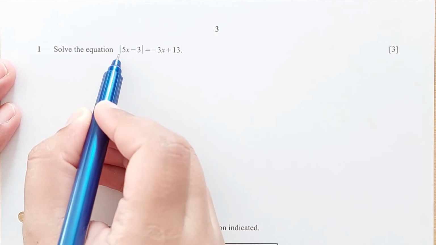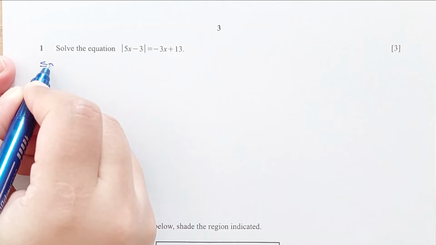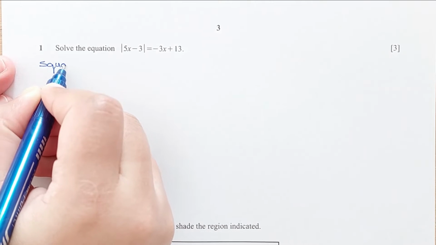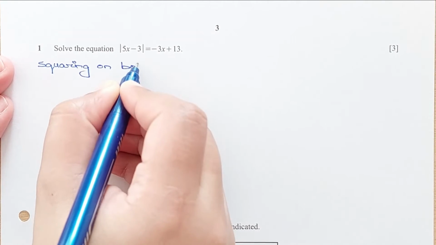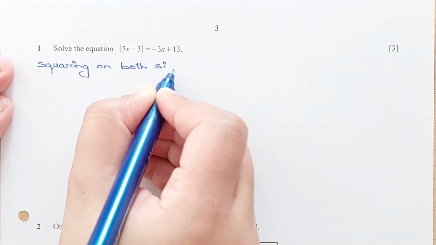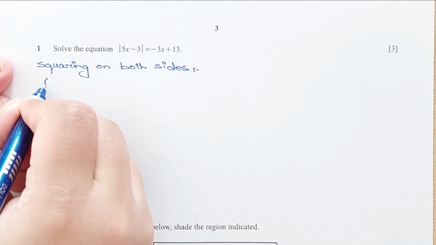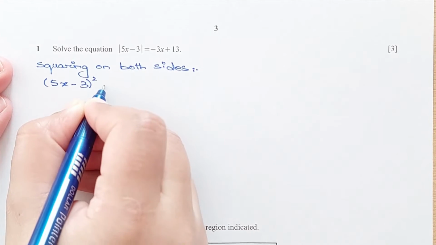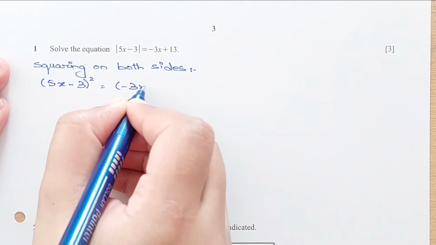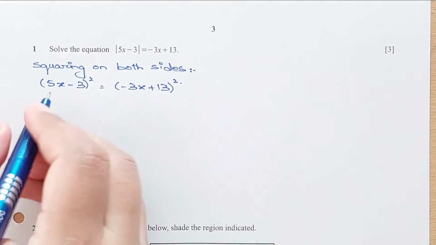When we open it, this is plus minus, so taking the square on both sides. Okay, so we have (5x - 3) whole square equals (-3x + 13) whole square. Right, let me open the square.